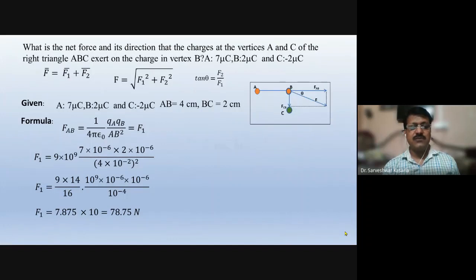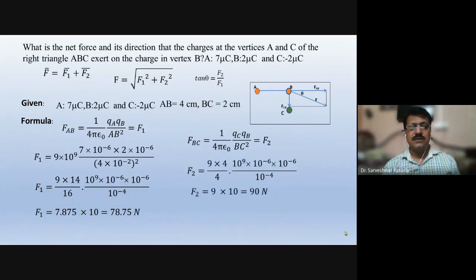Similarly, one can calculate the F2, that is FBC, that will be 90 newtons. So resultant of these two forces will be 119.6 newton, and the angle is determined by tan theta is equal to F2 upon F1. So that gives theta is equal to 48 degree. So this is the resultant force, having magnitude 119.6, and its angle will be 48 degree from the horizontal.